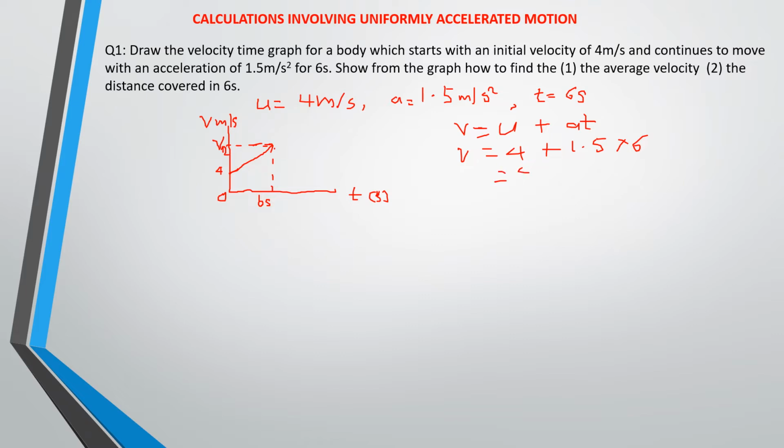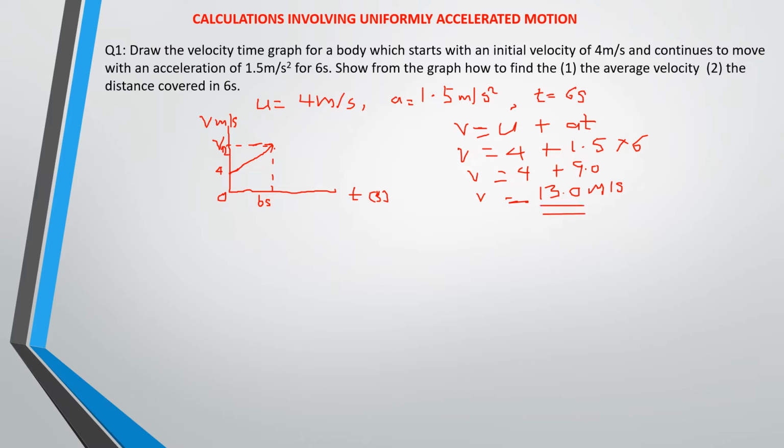So that gives us 4 plus 9.0. So your v will be equal to what? If you add this up, you have 13.0 meters per second. So this gives you your final velocity. V is your final velocity. That okay? So that will be the final velocity for this particular motion.